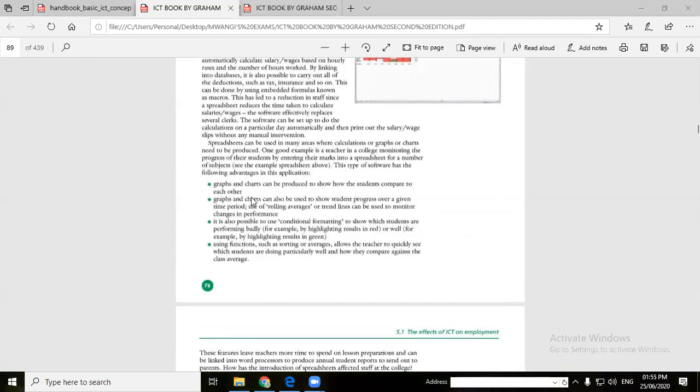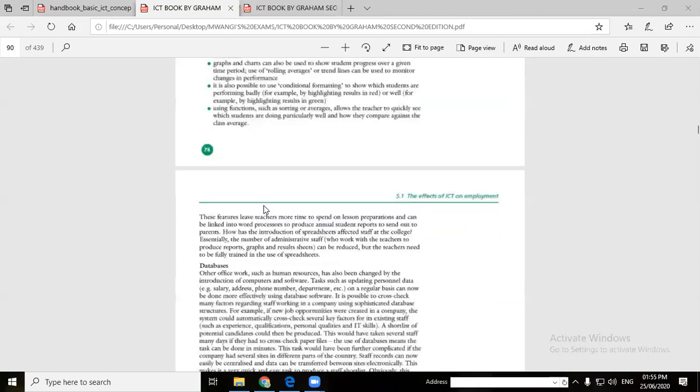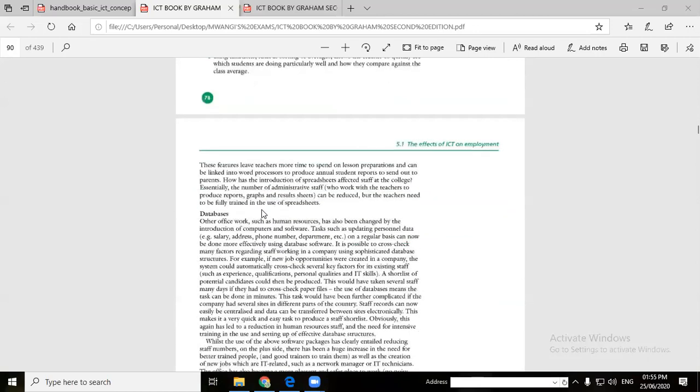They get fired, their jobs break because of ICT. That's the negative effect of it. Now let's look at database. We look at other office work.